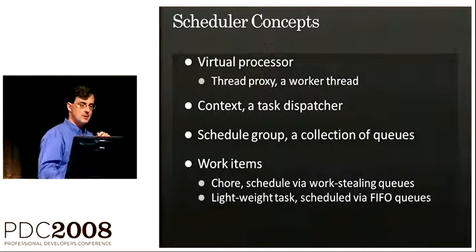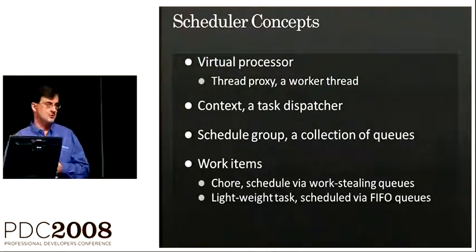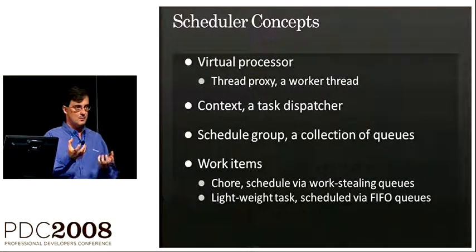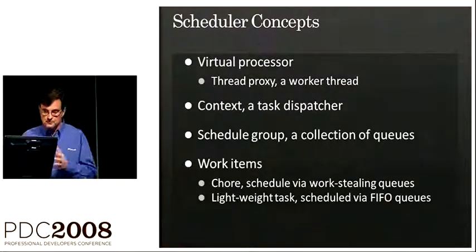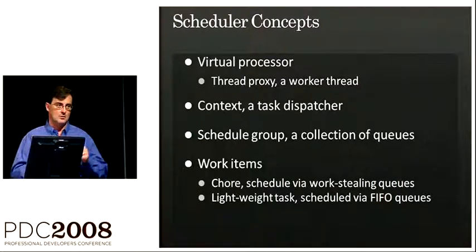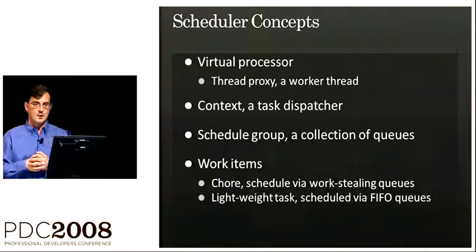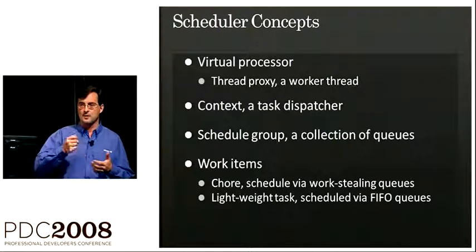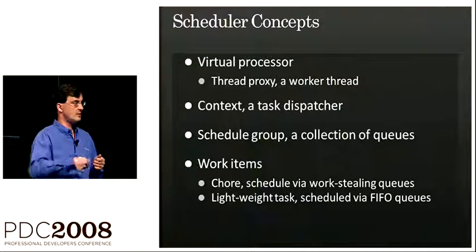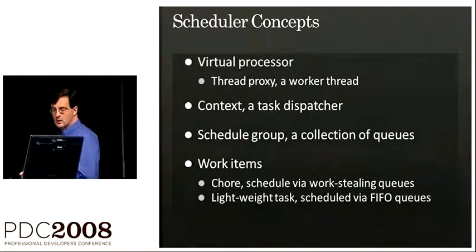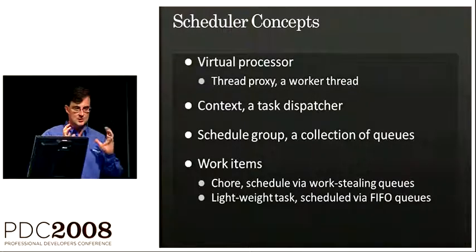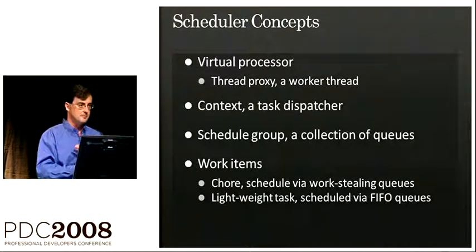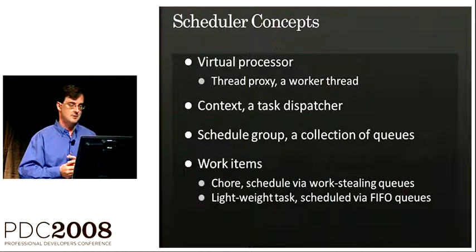Okay, so a couple of scheduler concepts. We have a virtual processor, which is a proxy for the hardware thread, the hardware resource. It's a worker thread also. There's a one-to-one correspondence between virtual processors and worker threads. We have a context, which is a dispatcher. That's the scheduler's main logic for deciding which work item goes next and actually invoking it. We have something called a schedule group, which is a collection of queues internally to the scheduler. And we have work items. Well, there are 2 kinds of work items: those that are scheduled through work stealing, and lightweight tasks that are scheduled via FIFO queues.